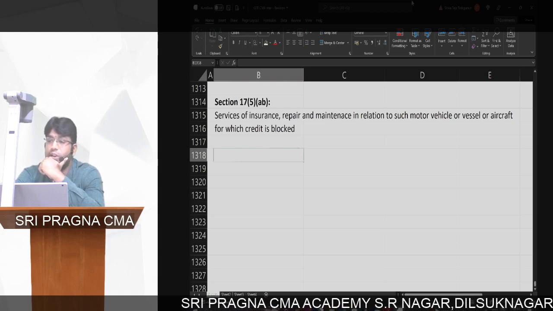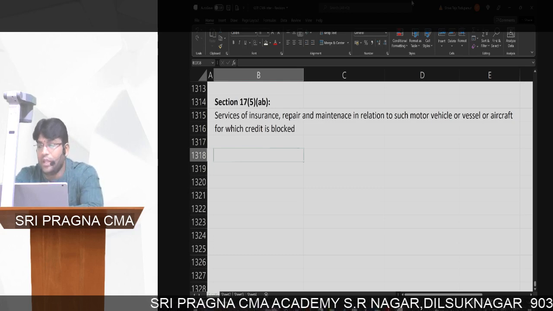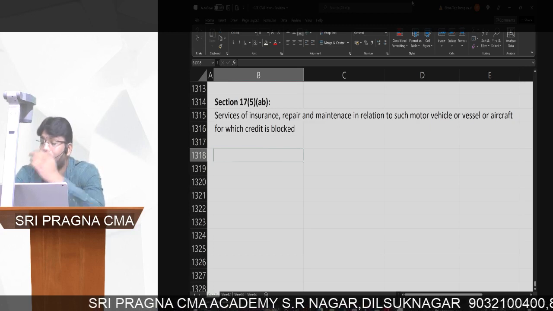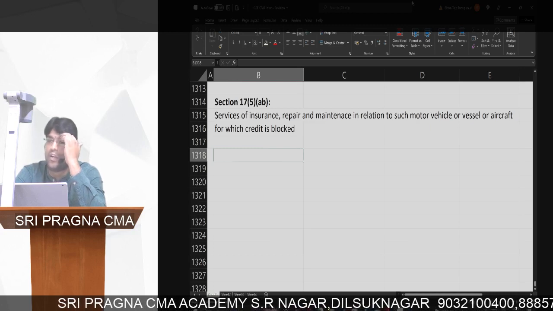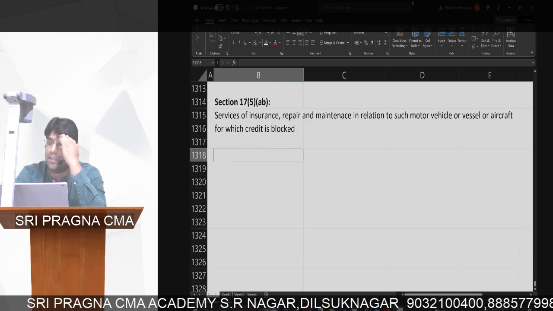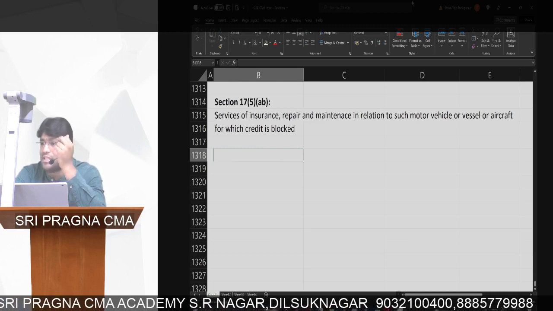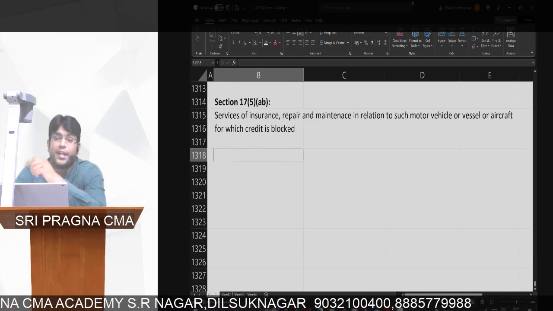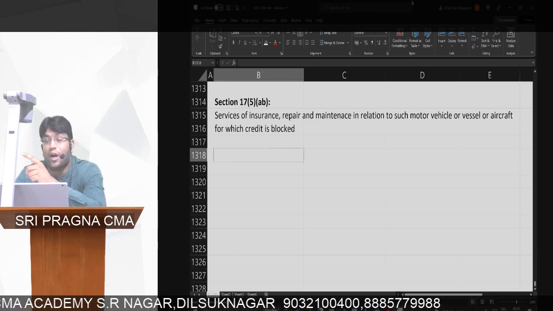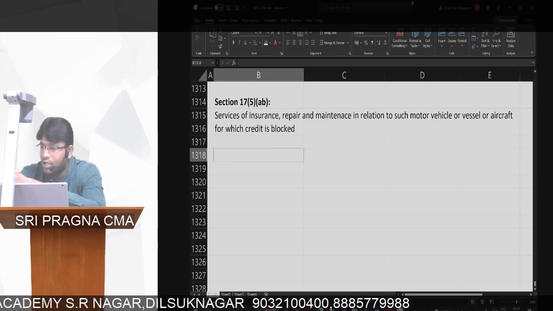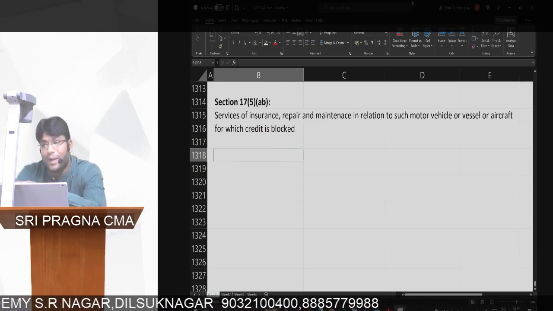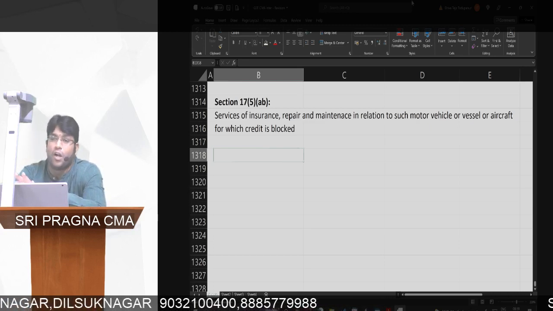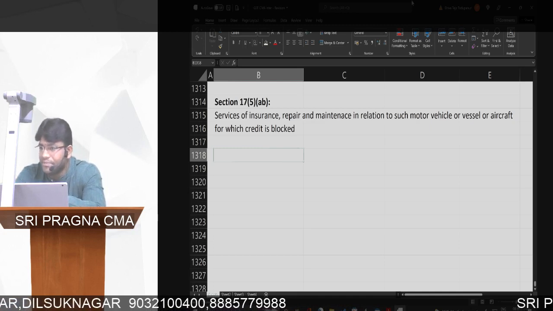So done. So what is 17.5 class A? Motor vehicle for transportation of persons where the approved seating capacity is not more than 13 persons. 17.5 class AA: vessels and aircrafts. 17.5 class AB: insurance, repairs and maintenance related to such motor vehicle or vessel or aircraft for which credit is blocked. So if vehicle credit is allowed, repairs and maintenance credit also is allowed. If vehicle credit is blocked, this credit also is blocked. I hope we got clarity.